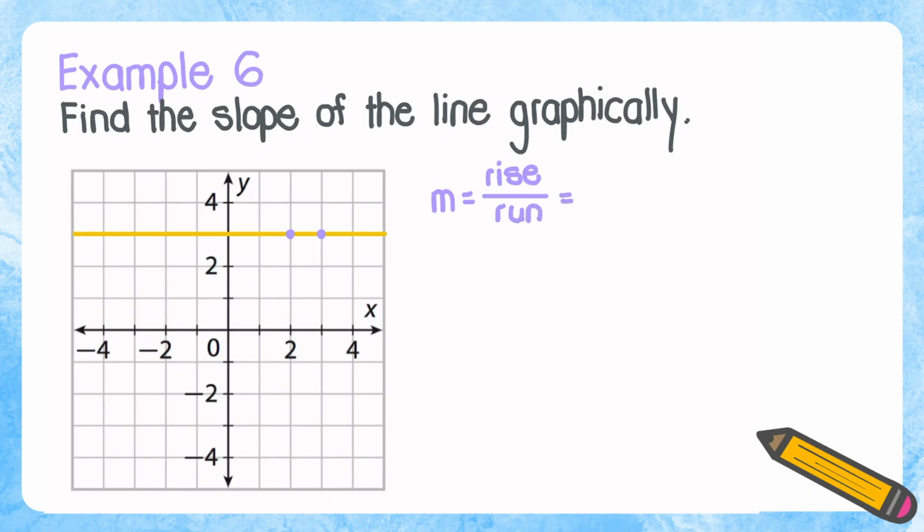Notice here we don't go up or down anything. So basically my rise is 0 and I go right 1, so my run is positive 1. So 0 over 1, 0 divided by anything is simply 0. That's how I know that m equals 0. So if you see a horizontal line, a flat surface, you know that the slope is 0.